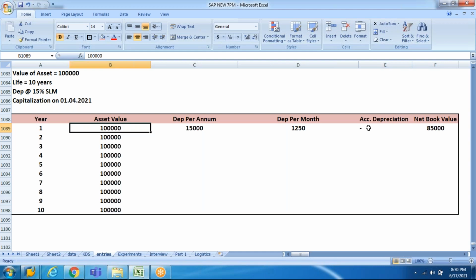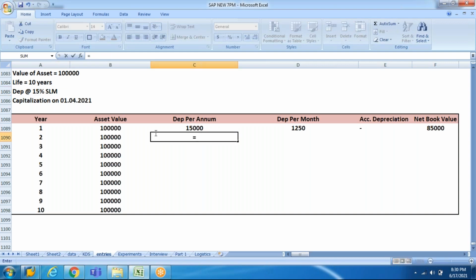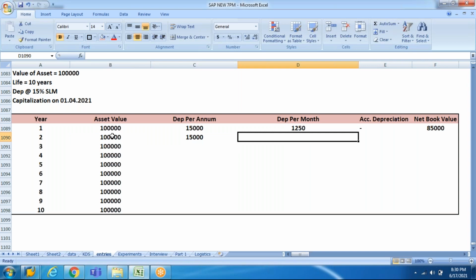Okay. Now, second year, asset value remains constant. Depreciation per annum, because it is a straight line method, you need to apply depreciation always on the asset value. So again, you will apply asset value into 15%. 15,000. Now depreciation per month is same, 1250, per annum divided by 12.